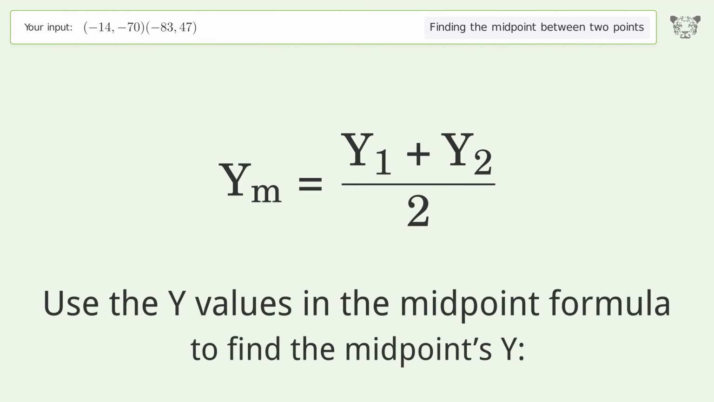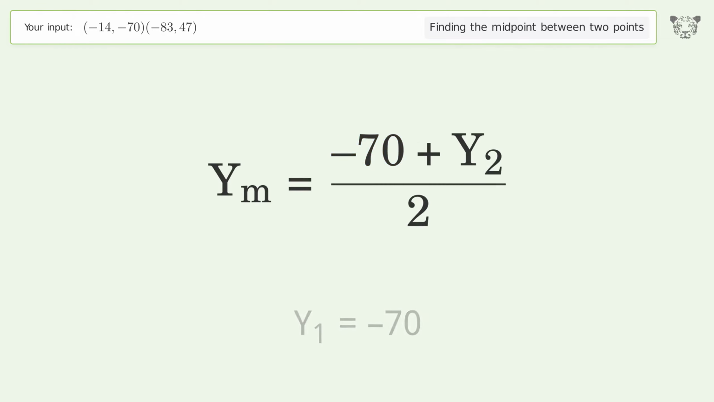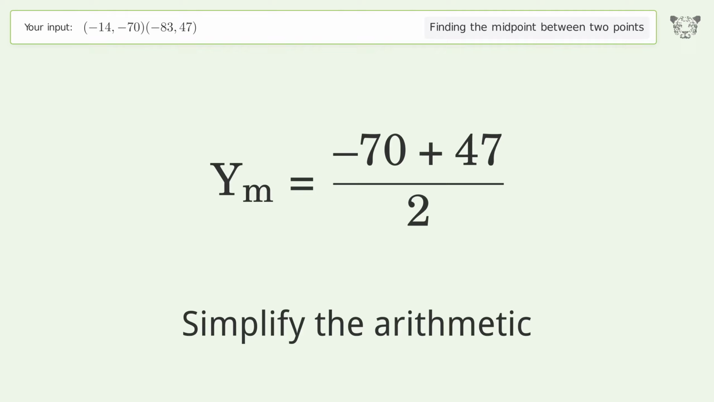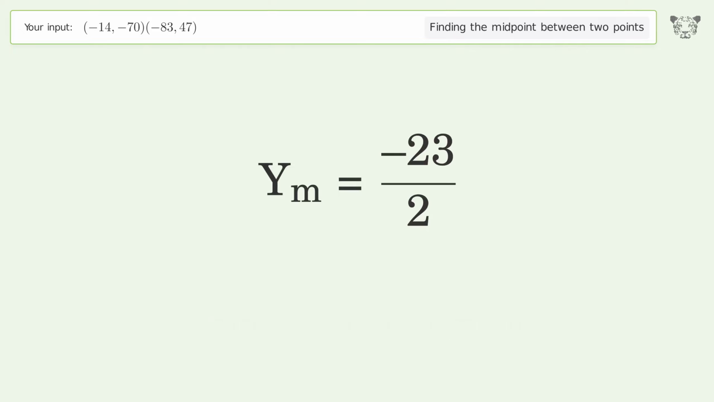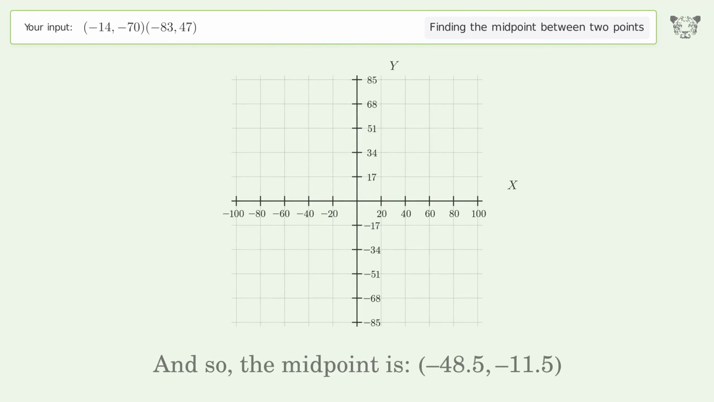Use the y values in the midpoint formula to find the midpoints y. y1 equals -70. y2 equals 47. Simplify the arithmetic. And so, the midpoint is -48.5, -11.5.